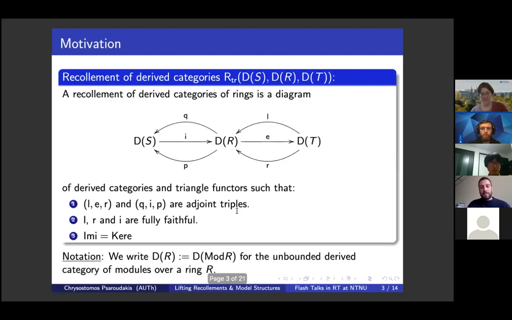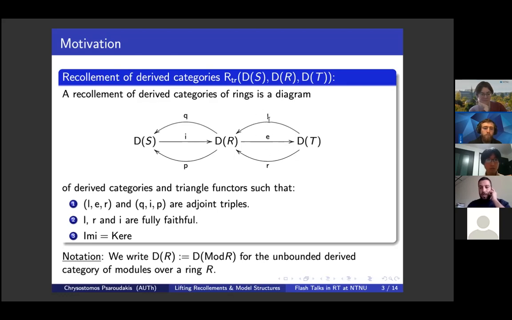Let me start with some motivation and some preliminaries. Let's first see what a recollement of derived categories over rings is. This is a diagram of this form. You have 6 functors and these 3 triangulated categories, and the conditions are that you have on the right-hand side an adjoint triple, on the left-hand side also an adjoint triple, and L, R, I is fully faithful, and you ask the image of I to be the kernel of E.